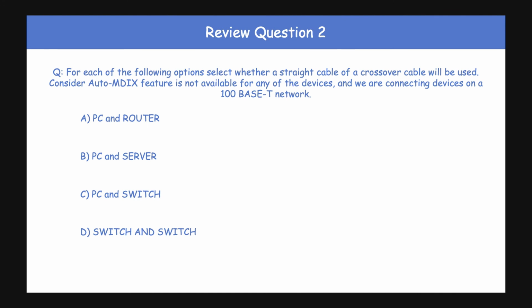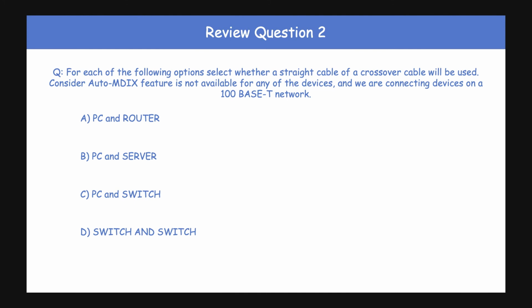Let's review another question. For each of the following options, select whether a straight cable or a crossover cable will be used. Consider the auto MDIX feature is not available on any of the devices and we are connecting devices on a 100BASE-T network. Option A, PC and router. Option B, PC and server. Option C, PC and switch. Option D, switch and switch. You can pause the video here to answer the question.